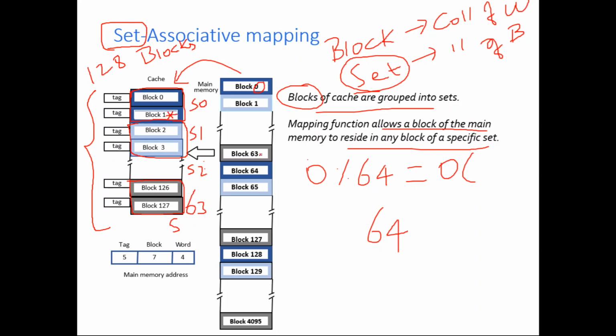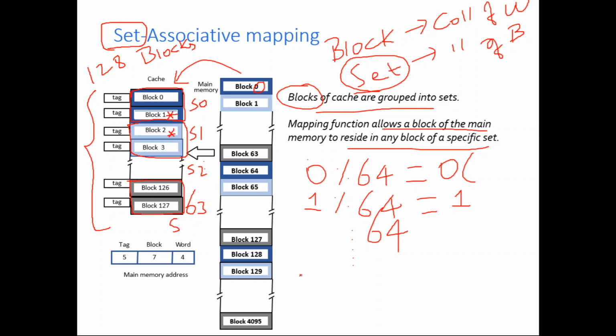Now if you want to similarly move block 1 of the main memory, again modulo divide by the number of sets. Totally we have how many sets? 64 sets. So when you perform 1 modulo 64, what you get is 1. It means that block 1 can go to the first set. Again, in the first set there are 2 blocks, so it can take any block. Let us assume it has taken this block. That is how we are allocating blocks or sets for a particular block.